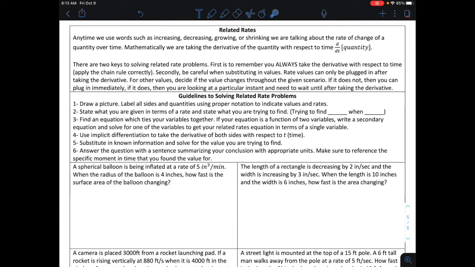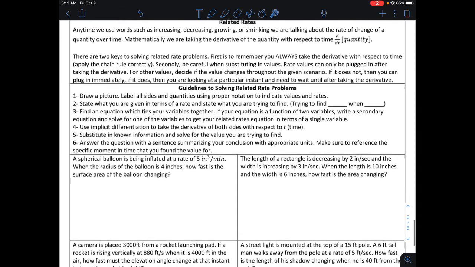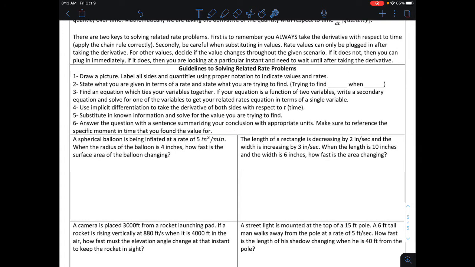For the other values that are not rates, we need to decide if that value changes throughout the scenario we're looking at. If the value remains constant at all times, we can plug it in right at the beginning. But if its value depends on a certain time or an instant, then we have to wait until after we take the derivative. And I have some guidelines here that we can follow.